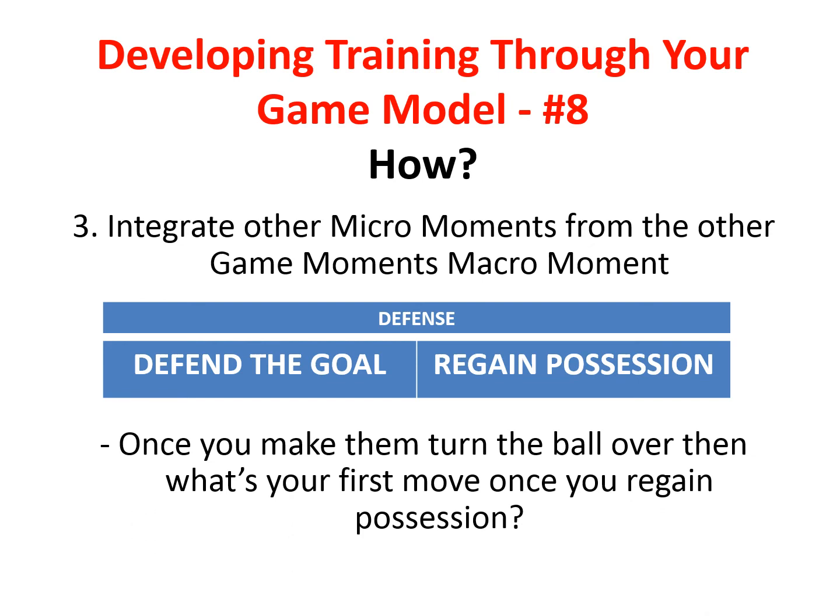Okay, once you make them turn the ball over, so you've defended the goal by making the ground small and making them go wide. Now you've made them turn the ball over. What's your first move once you regain possession or the ball comes in dispute again? That's when you move into the next macro moment of defense, which is regain possession. So now you're building the game plan as a continuous plan more so than isolating everything.